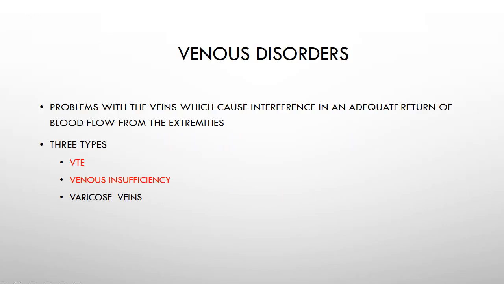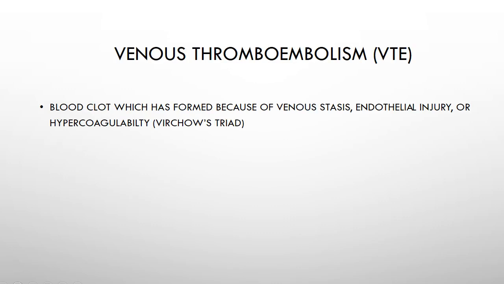All right, this is venous disorders. So venous disorders are, of course, problems with the veins that cause interference in having an adequate return of blood flow from the extremities. So this is a problem with the return. There's three types. There's VTE, which is venous thromboembolism, venous insufficiency, and varicose veins.